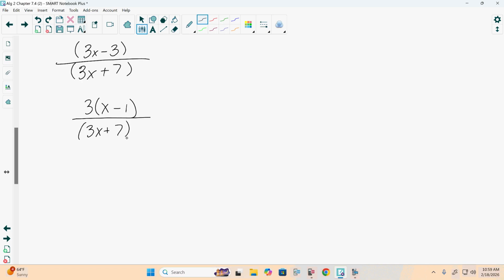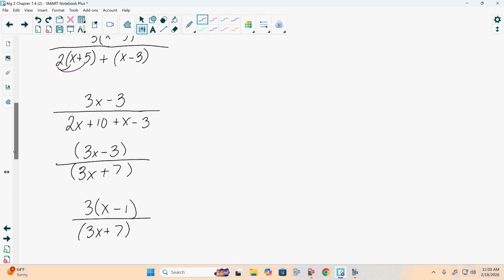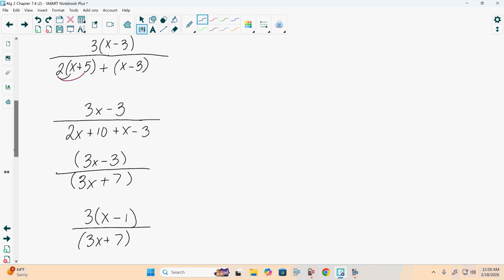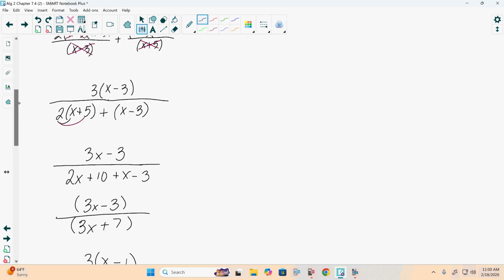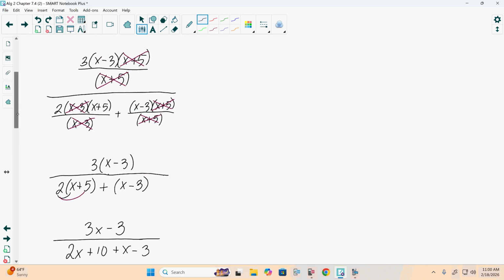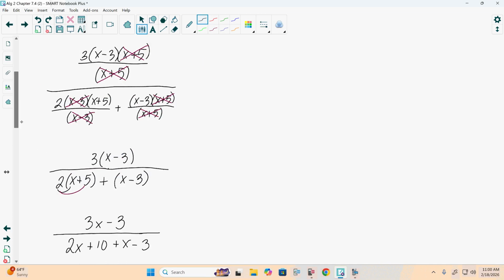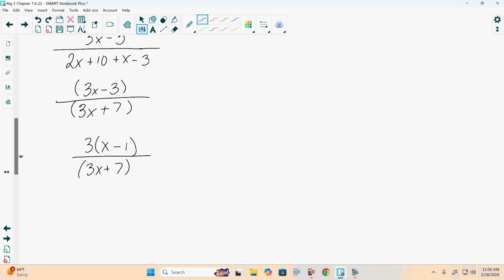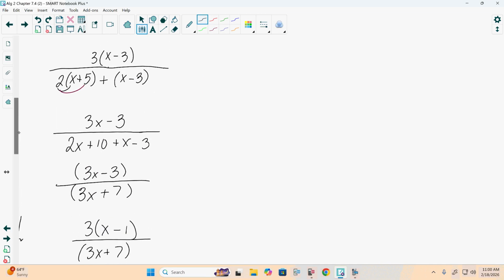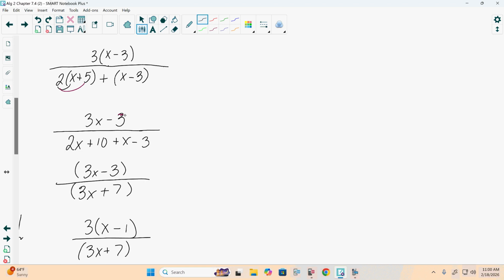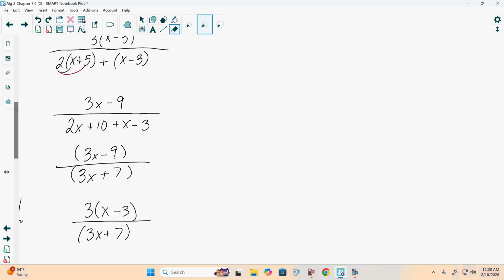Does anybody see the redundant step? Because I think I miswrote the top. I did. Because that's 3x plus 3. What should that have been? This should not have been 3. This should have been, what? 9. 9, and that is 3. I'm glad I looked back at that.